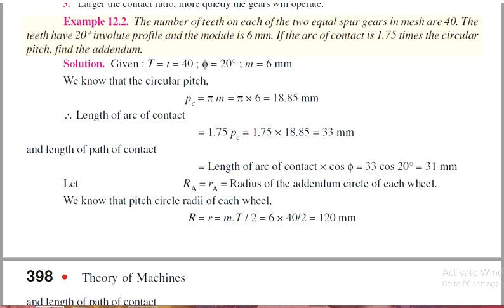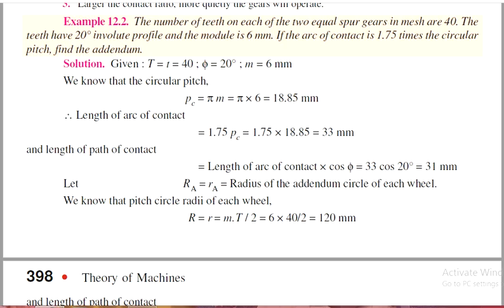Let us take one problem. The number of teeth on each of two equal spur gears in mesh is 40, and the teeth have a 20 degree involute profile. Here the teeth are involute teeth. The module is 6 mm. If the arc of contact is 1.75 times the circular pitch, find the addendum. As we know the formula for arc of contact and the number of teeth, we can simply find the addendum.